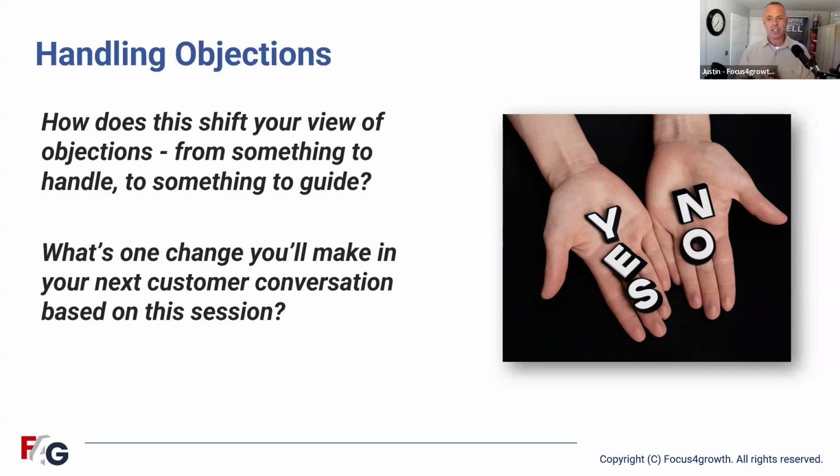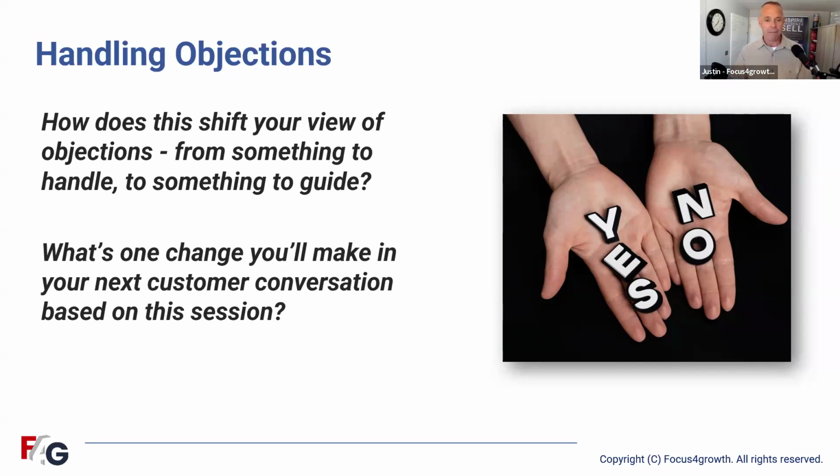So first question is, how does this shift your view of objections in this session today, from something that you feel you have to handle, maybe more to something you can guide customers through rather than feel like you've got to handle them? And then next question, what's one change you'll make in your next customer conversation based on this session? Okay, for those of you who can't join breakouts, no problem.